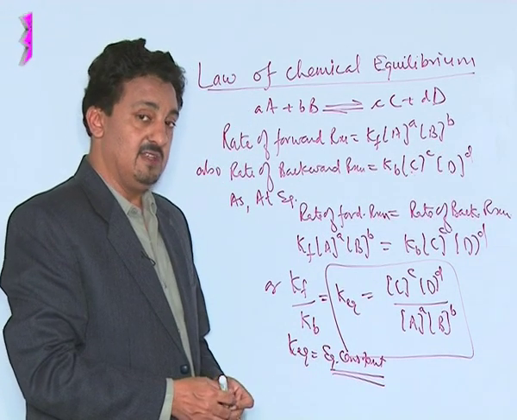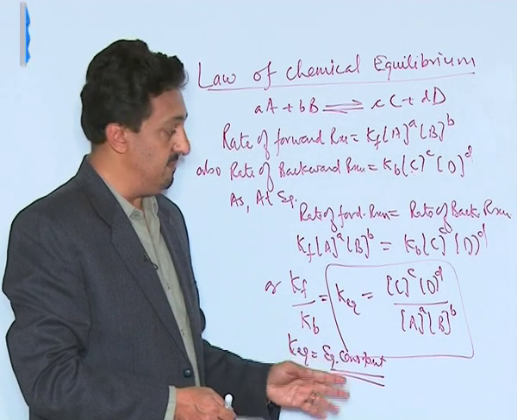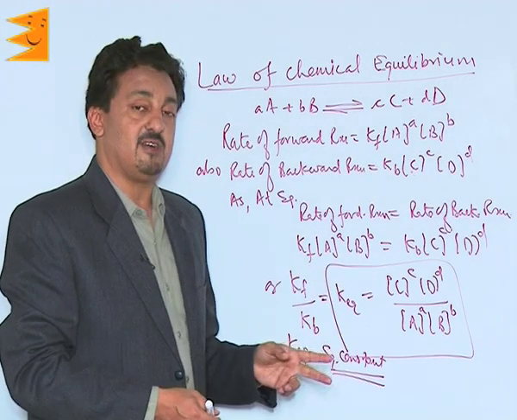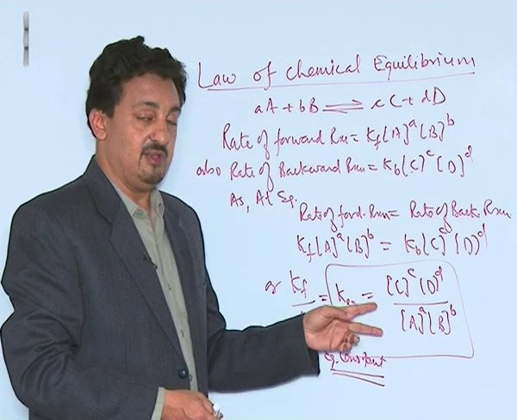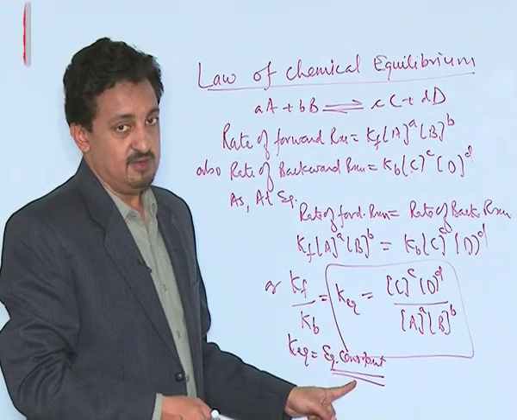This is what we have done in the characteristics of equilibrium, that at the state of equilibrium, since measurable properties are constants, their ratios will also come out to be a constant, which is called equilibrium constant.